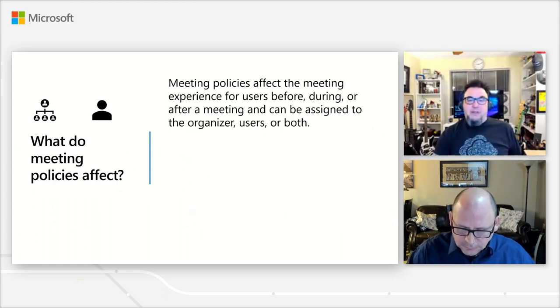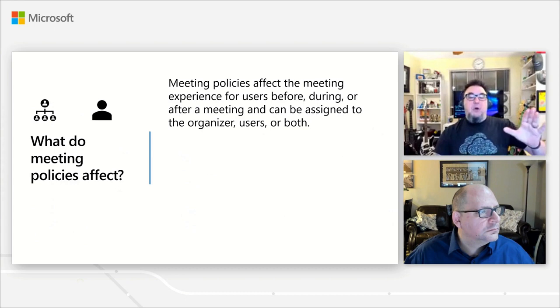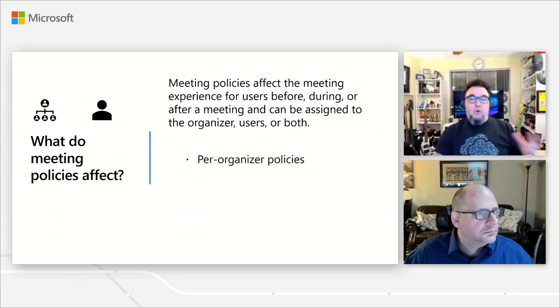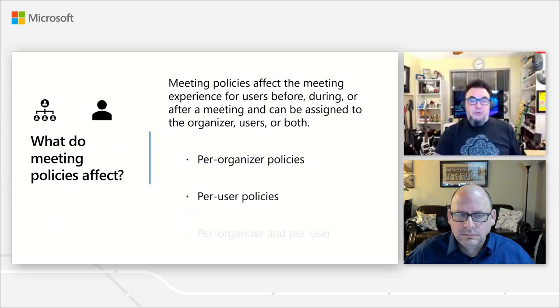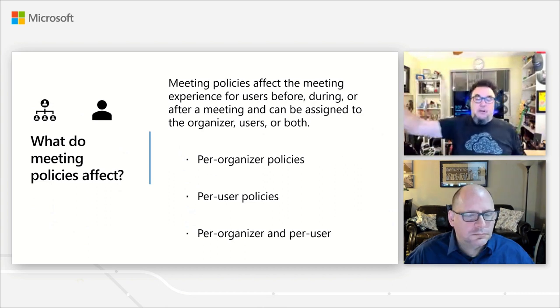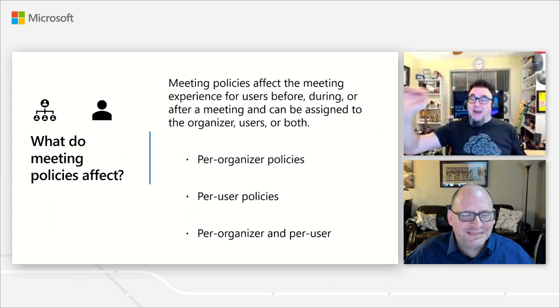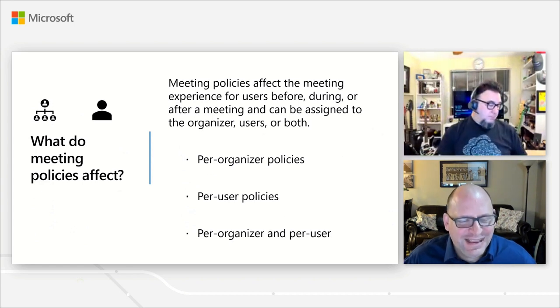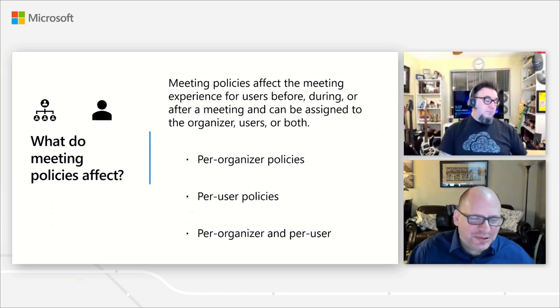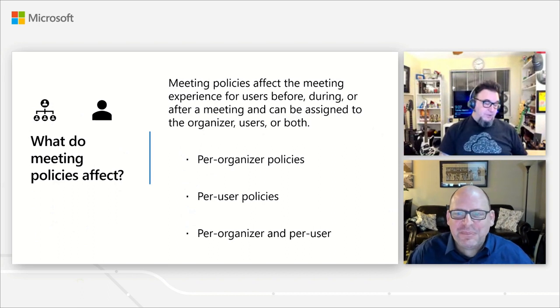So what do meeting policies affect? Well, meeting policies affect the meeting experience for users before, during, or after the meeting. They can be assigned to organizer, users, or both. So Brett, why don't you walk us through the difference between a per organizer policy, a per user policy, or a per organizer and per user policy? This is a tongue twister. So it is. You have to be very careful how you say it.